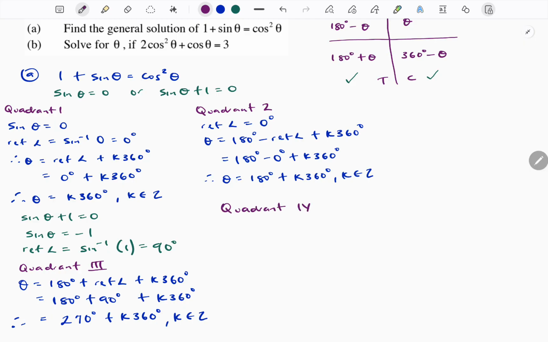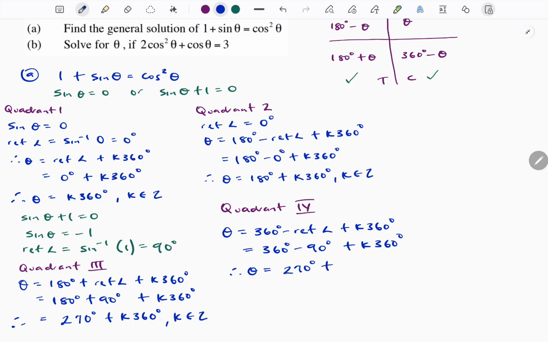In quadrant 4, I have my theta equals 360 degrees minus the reference angle plus K 360 degrees. That's equal to 360 degrees minus 90 degrees plus K 360. Therefore, theta equals 270 degrees. So I'm going to get the same value, 270 degrees, where my K is an element of integers.